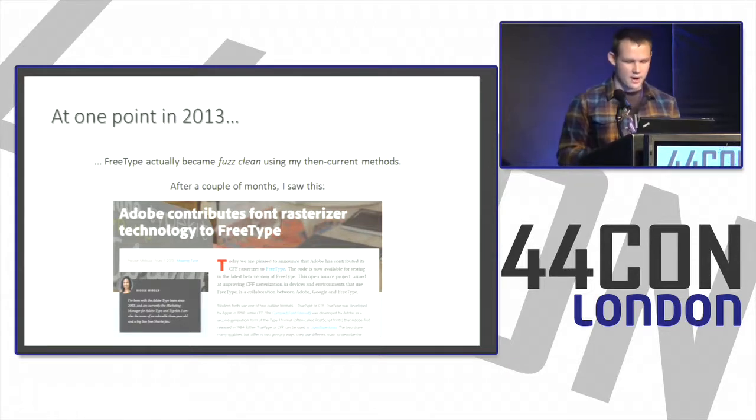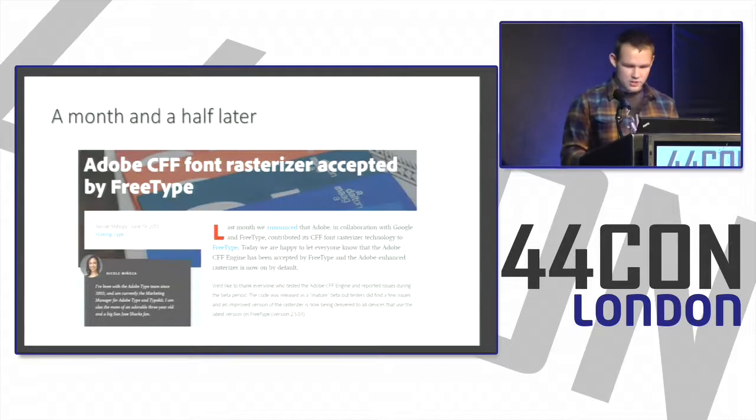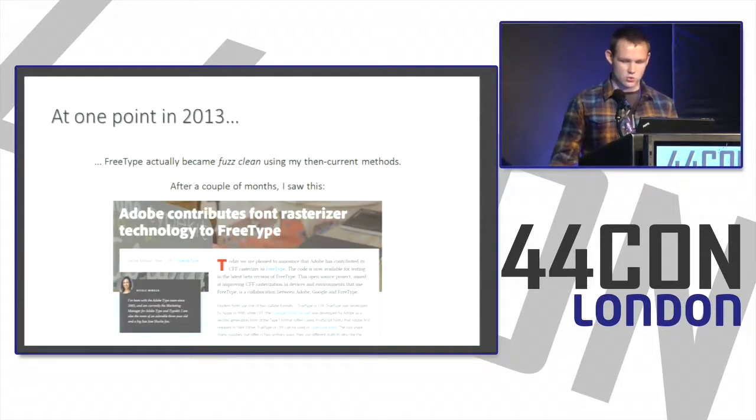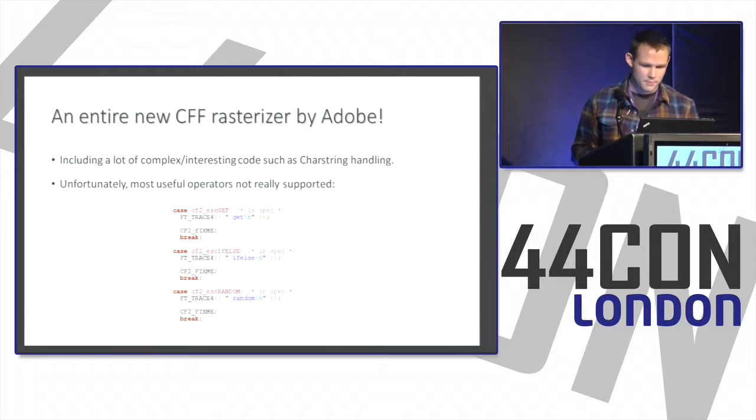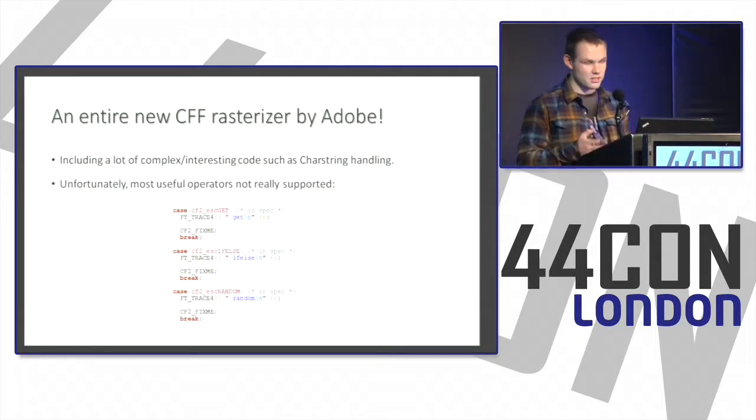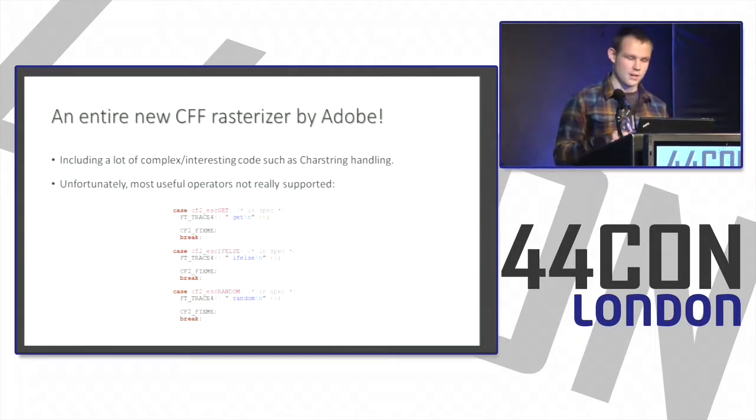But after a while, I saw that Adobe would be contributing a new font rasterizer for OpenType CFF. First they proposed to contribute the code, and they pushed it to FreeType, and it was not enabled in the default configuration, but people could test it out. And after another month, it was basically enabled by default in FreeType. So this was a completely new piece of code that you could find bugs in, which got me very excited.